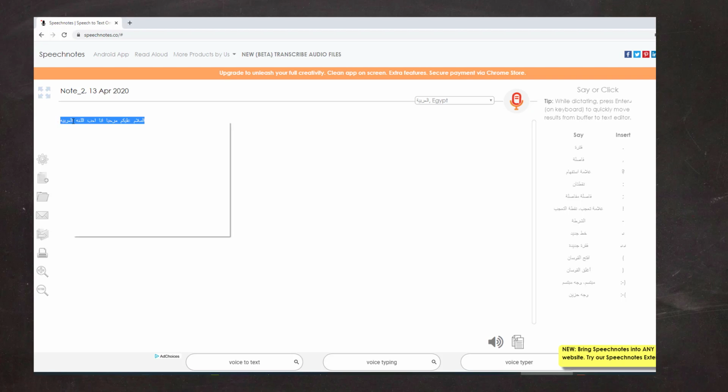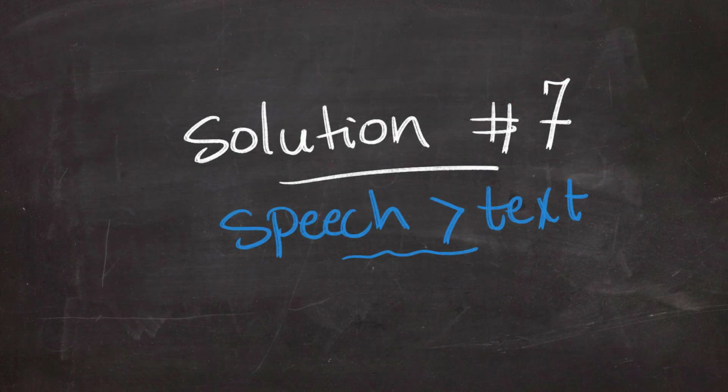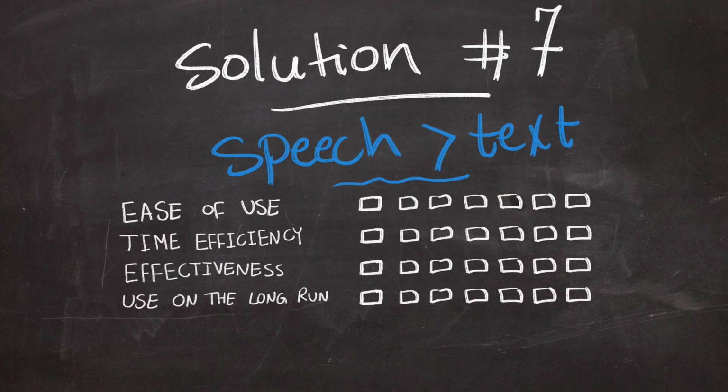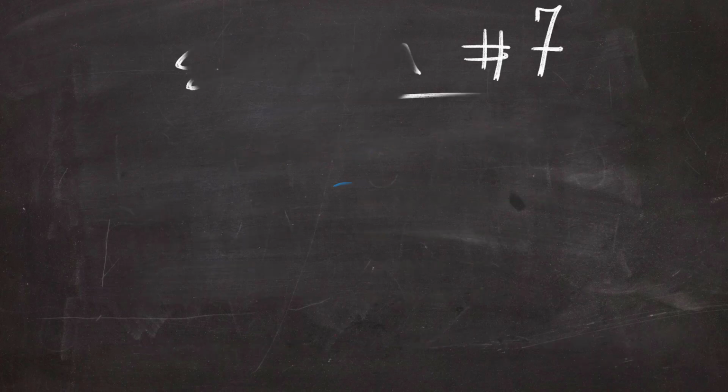The only problem is that you really have to be pretty good at pronunciation, otherwise the program will not register your speech properly. So when it comes to this method, I think it's pretty easy to use. It is also time efficient because you can just simply type a whole text just by reading it out loud. It is less than ideal, it's not really that effective because it doesn't really serve everyone in case you can't really pronounce all the letters properly. And using it in the long run is not really the best solution in my opinion.